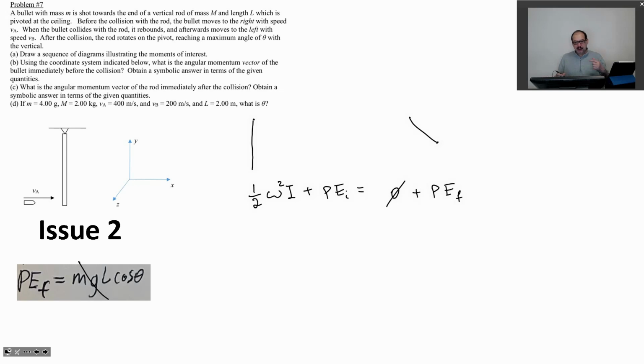First of all, you have to look at the motion of the center of mass. The center of mass is changing height. So this is your height.